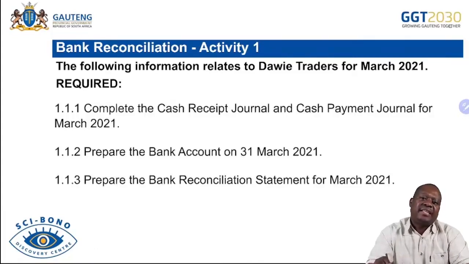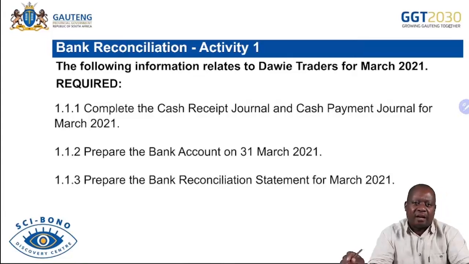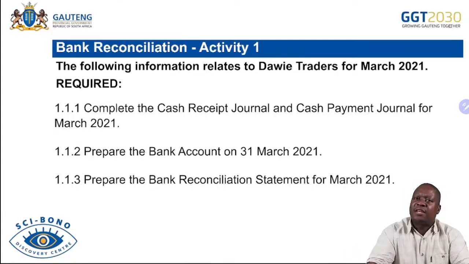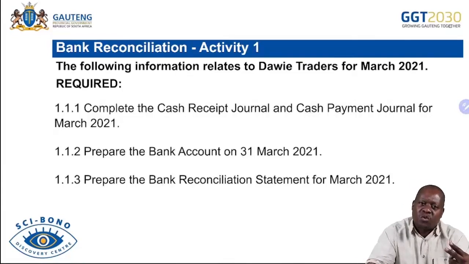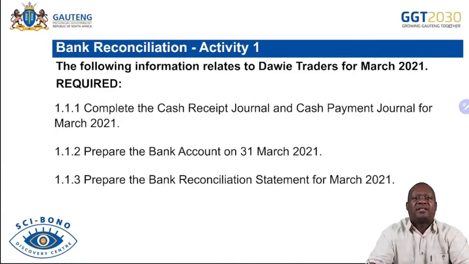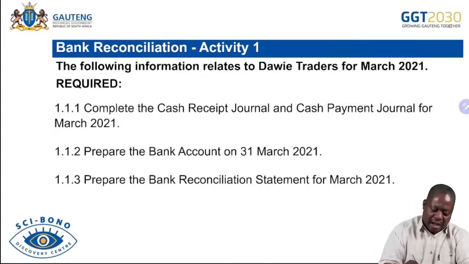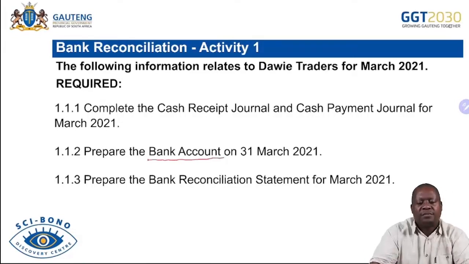Now, why are we completing these statements? Remember, we might have transactions which have been recorded by the bank on the bank statement, which the business have not yet captured because of a number of reasons. So it means we need to update our CRJ and CPJ before we go anywhere. And then after updating, we are going to have the correct totals. Now, according to the CRJ and the CPJ, we must transfer those totals to the ledger, and we are transferring this to our bank account. So you see that number 2, they will ask you to prepare the bank account.